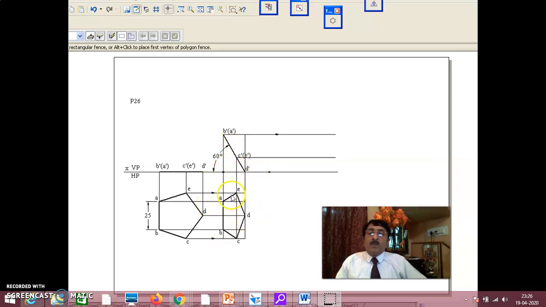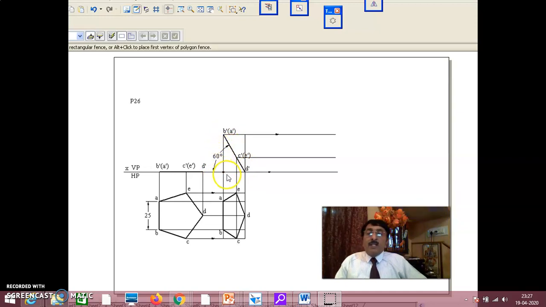When you get the top view, all edges would have lost true length except AB. AB is still in true length because AB is parallel to HP. That is why true length is seen in the top view. In fact, you can see it this way also. This is 25, and the same 25 is seen here. Now corner on HP, surface inclined at 60 degrees to HP.